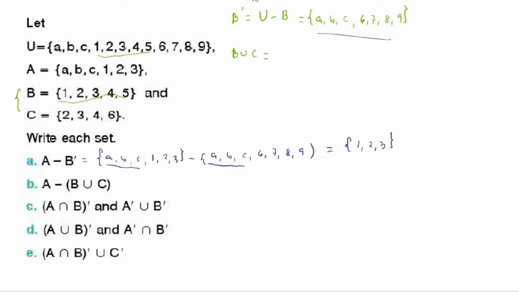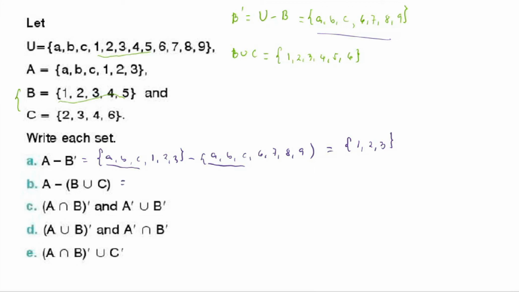So we can see by inspection, we can now write 1, 2, 3, 4, 5. Then C is 2, 3, 4, which is already there. So therefore, I'll just write 6 to complete the answer for B union C. So I will write it here now.